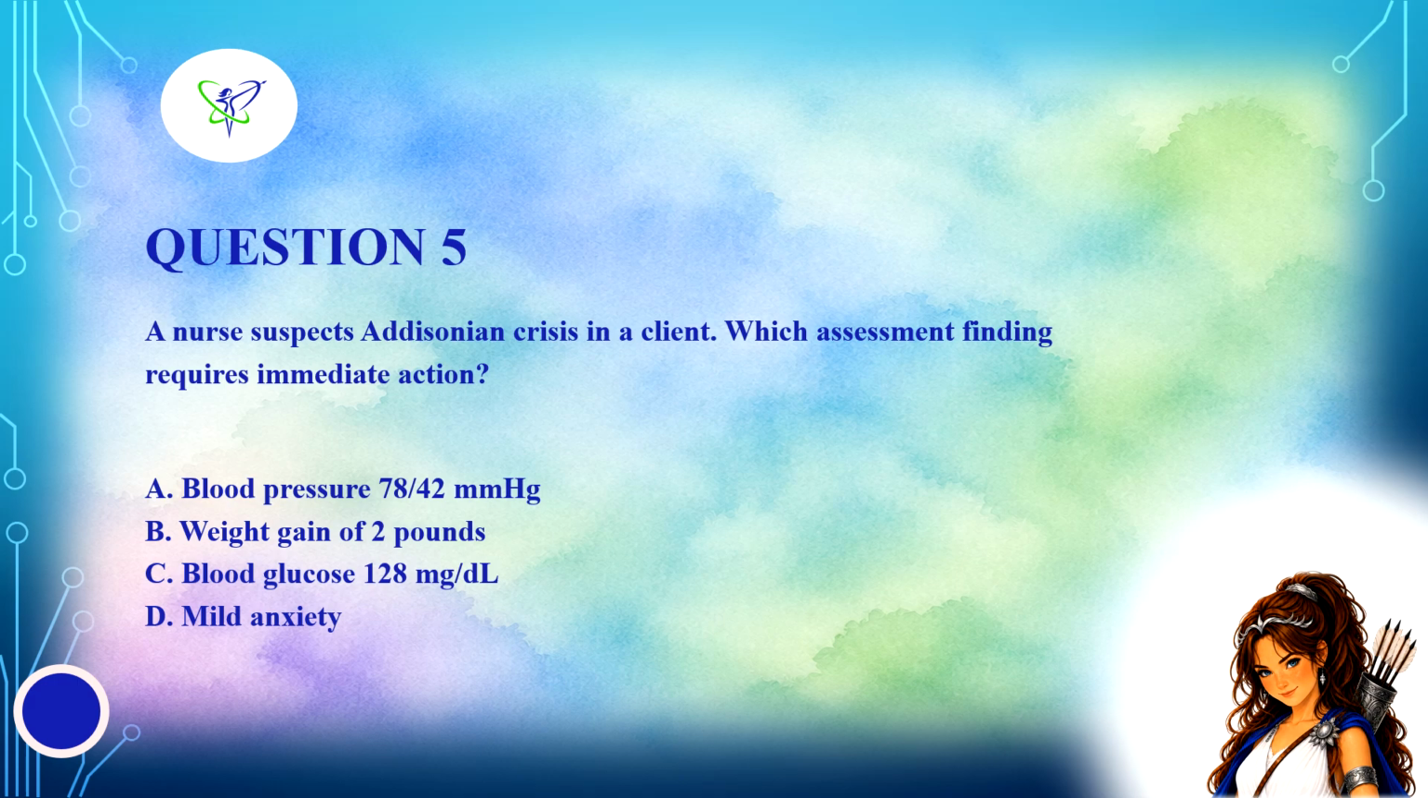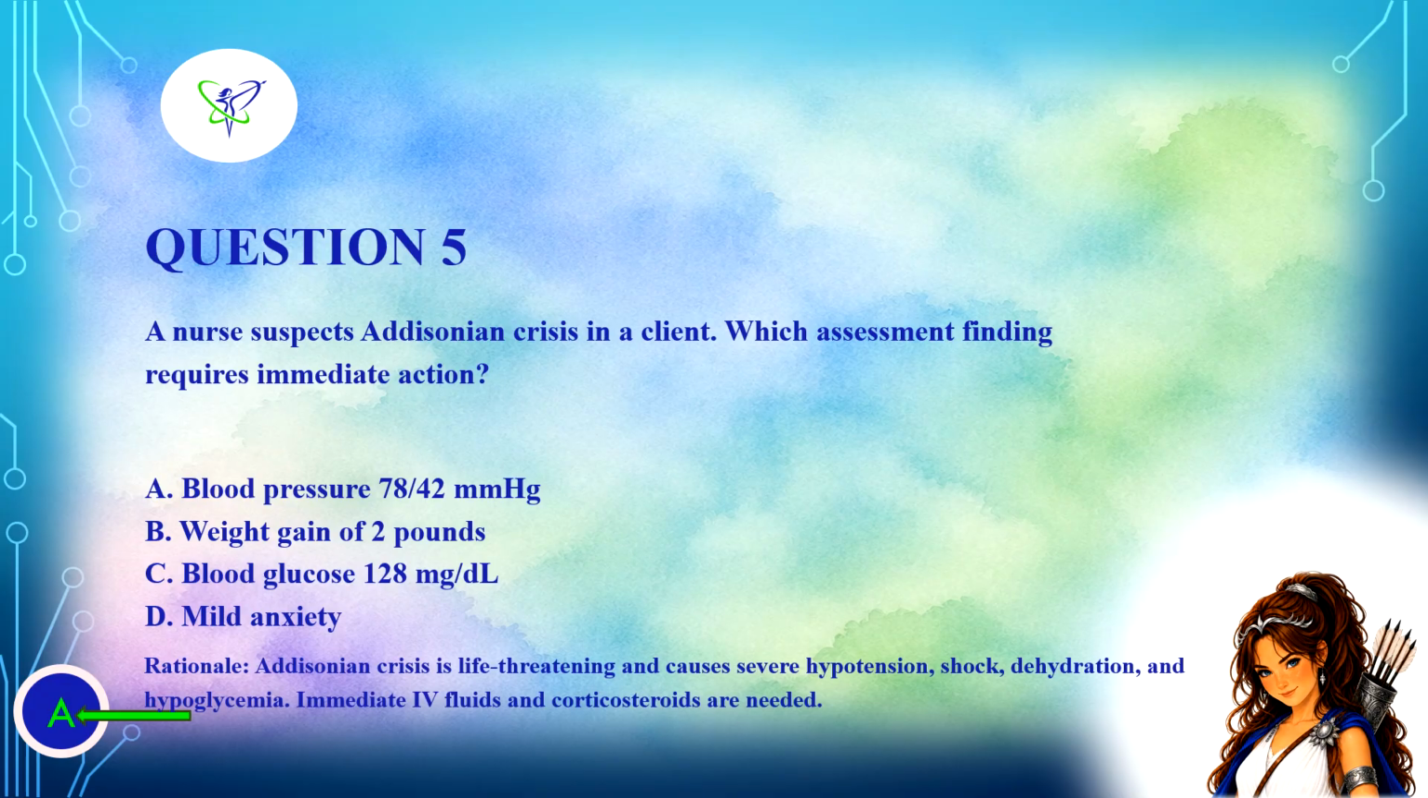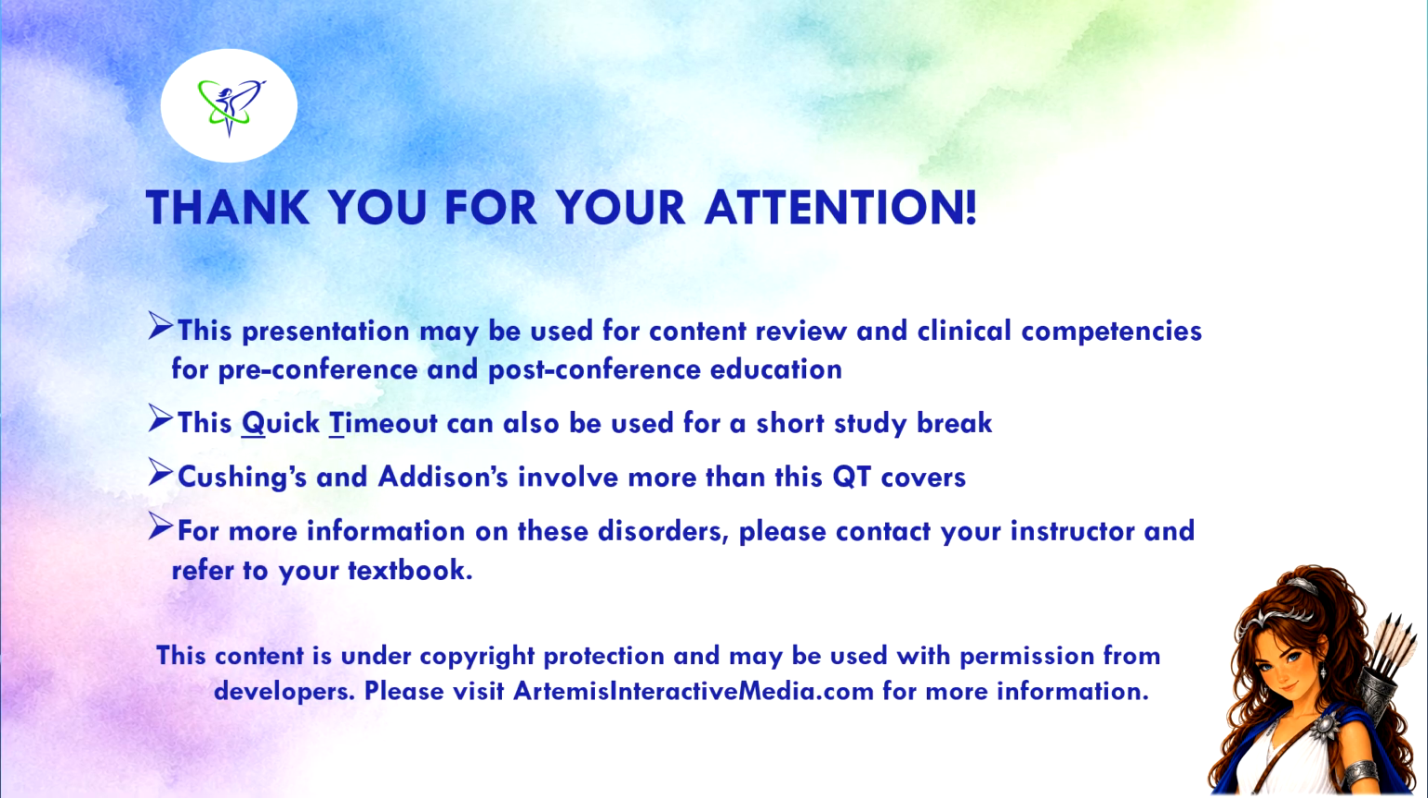Question 5. A nurse suspects Addisonian crisis in a client. Which assessment finding requires immediate action? A. A blood pressure of 78/42. B. Weight gain of 2 pounds. C. Blood glucose of 128. Or D. Mild anxiety. I'm going to say A. Blood pressure of 78/42. And Artemis says we're right. Can you give us some rationale? Addisonian crisis is life-threatening and causes severe hypotension, shock, dehydration, and hypoglycemia. Immediate IV fluids and corticosteroids are required. Thanks, Artemis.